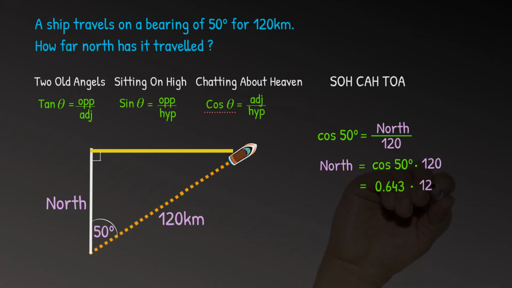0.643 times by 120, which is equal to 77.16. So the distance the ship has travelled north is equal to 77.16 kilometres. So that's it for this video.